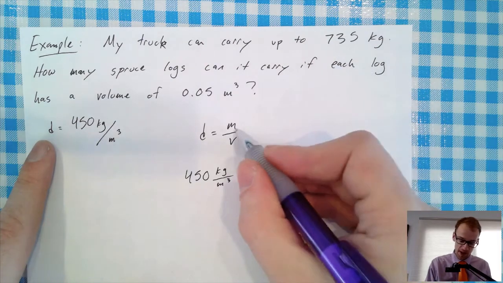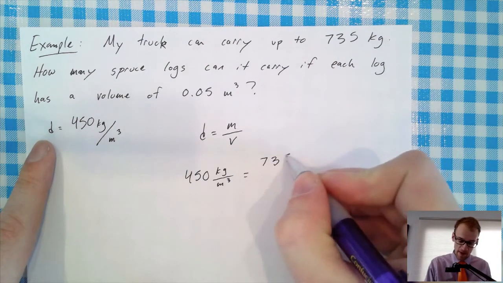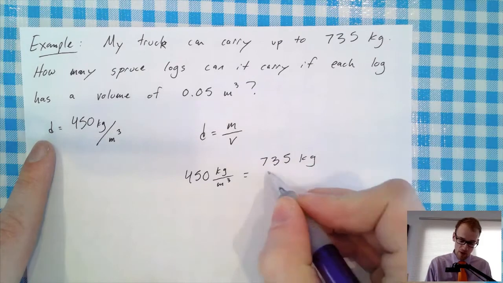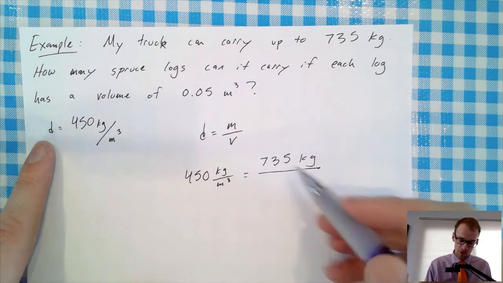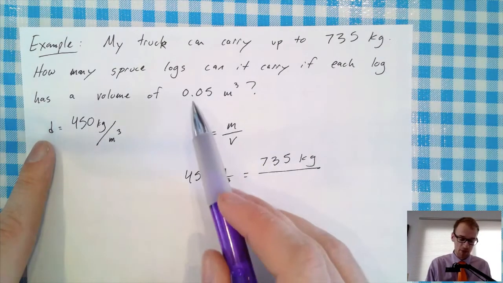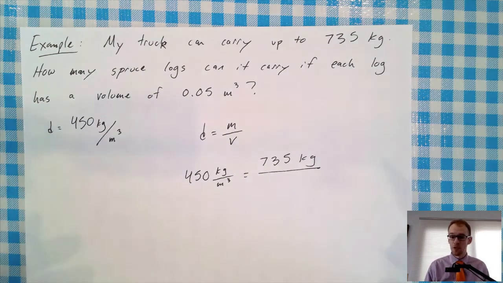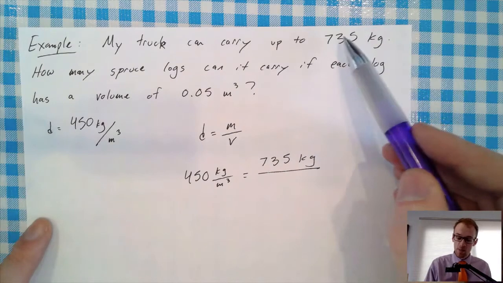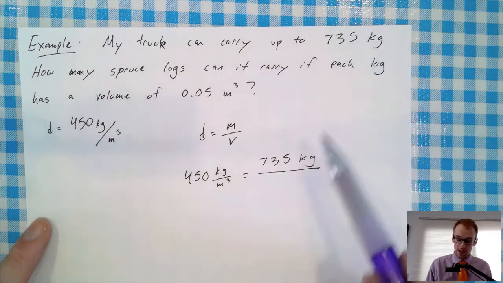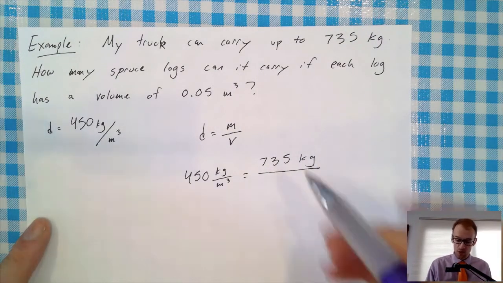Okay, so I'll put that in for M over V. What's my volume? Now you might be tempted to put in this volume of a log, but remember we're trying to figure out what's the total volume that my truck can carry. There's the mass that my truck can carry. The volume of what my truck can carry is what we're trying to figure out.